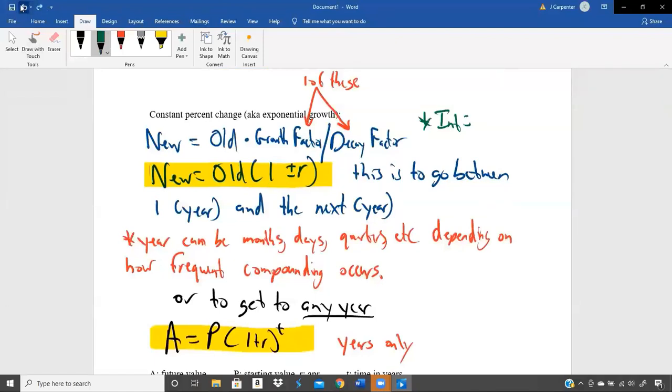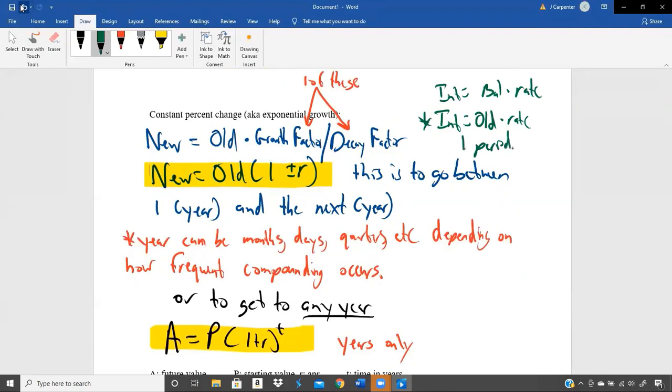Or I'm sorry, the old. Not necessarily the original, it's only the original for the first year or first month. So it's the old amount or the previous balance times your interest rate. Another way of writing that again is interest equals the previous balance times your rate. And that's only over one period of time.